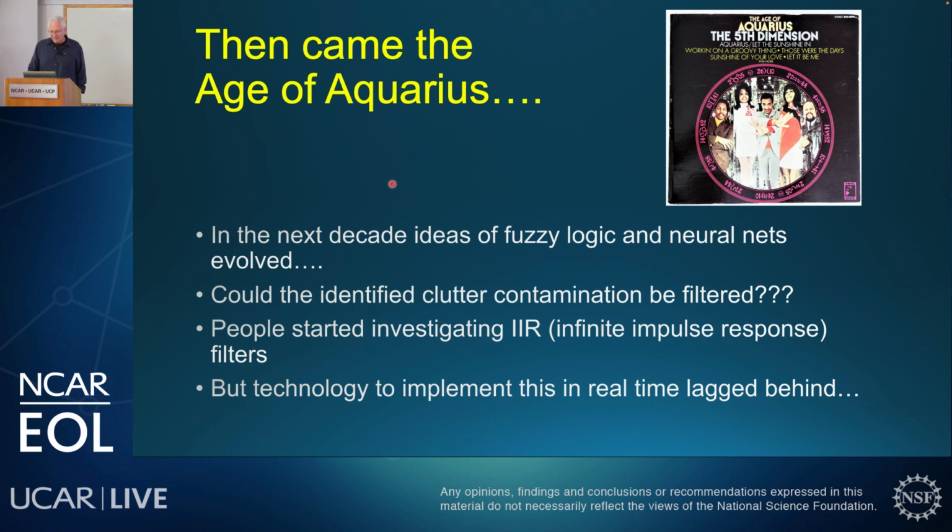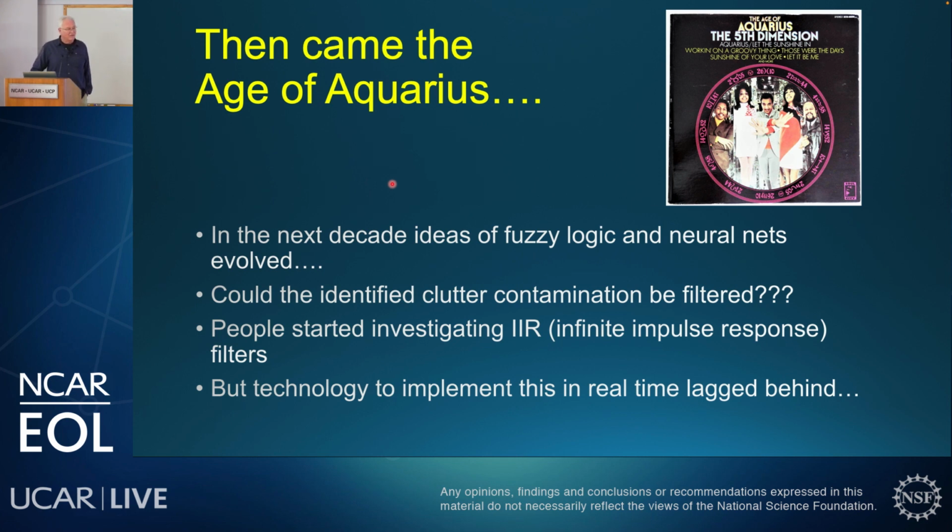In the next decade, ideas of fuzzy logic and neural nets evolved. Could these ideas identify clutter contamination, and could it be filtered? People started investigating IIR filters, infinite impulse response filters, but technology to implement this in real time really lagged behind.